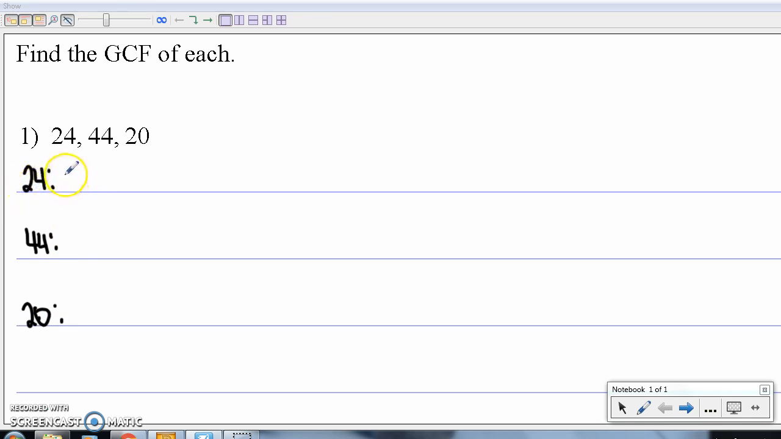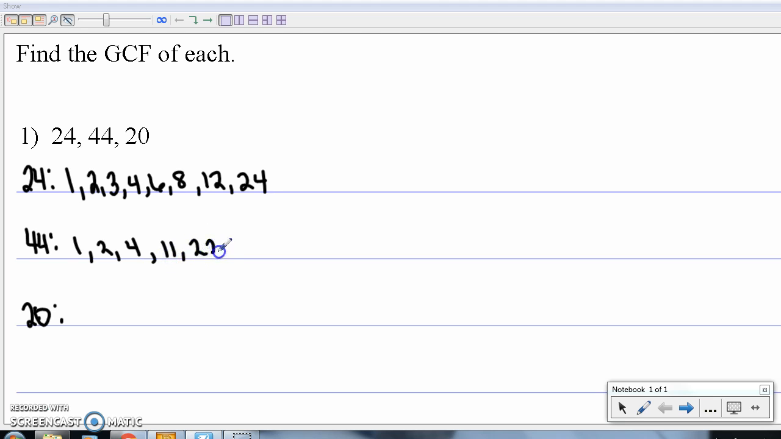So if I look at 24, I know I can divide by 1, 2, 3, 4, 6, 8, 12, and 24. For 44, I know I can divide by 1, 2, 4, 11, 22, and 44. And for 20, I know I can divide by 1, 2, 4, 5, 10, and 20.